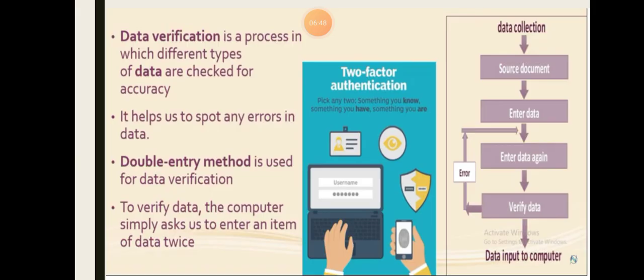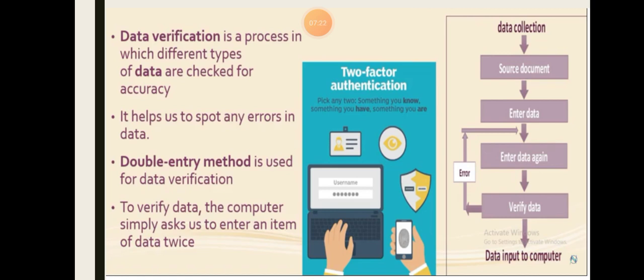Okay, so here is the definition. I took this definition from your book. So open your book at page number 87 where you can search for that definition too. Okay. So data verification is a process in which different types of data are checked for accuracy. It helps us to spot any errors in data. The double entry method is used for data verification. To verify data, the computer simply asks you to enter the input twice.